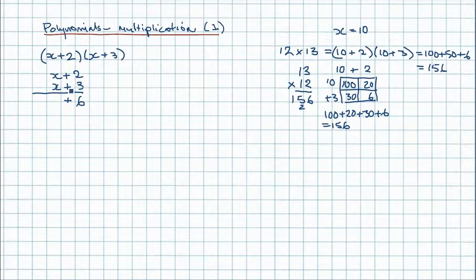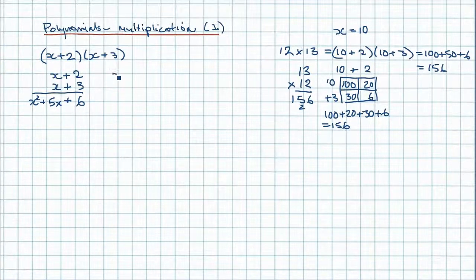Now we've got 3x and 2x, that's our cross there, so that's 5x in our x term column there. And now we've got x times x, which is x squared. So thinking crisscross works very well indeed.